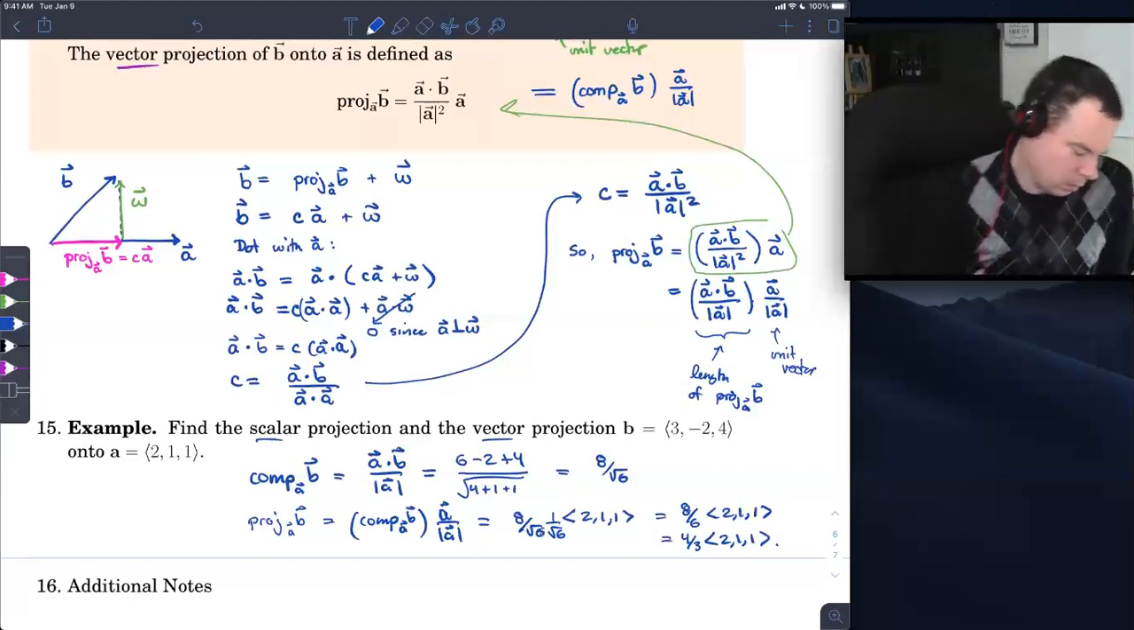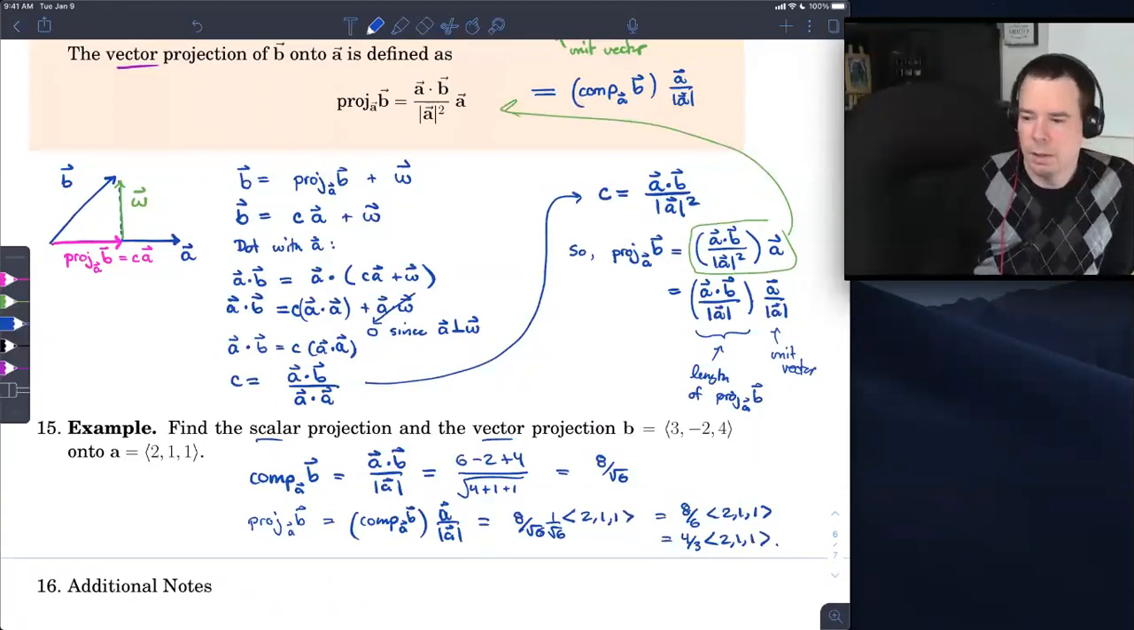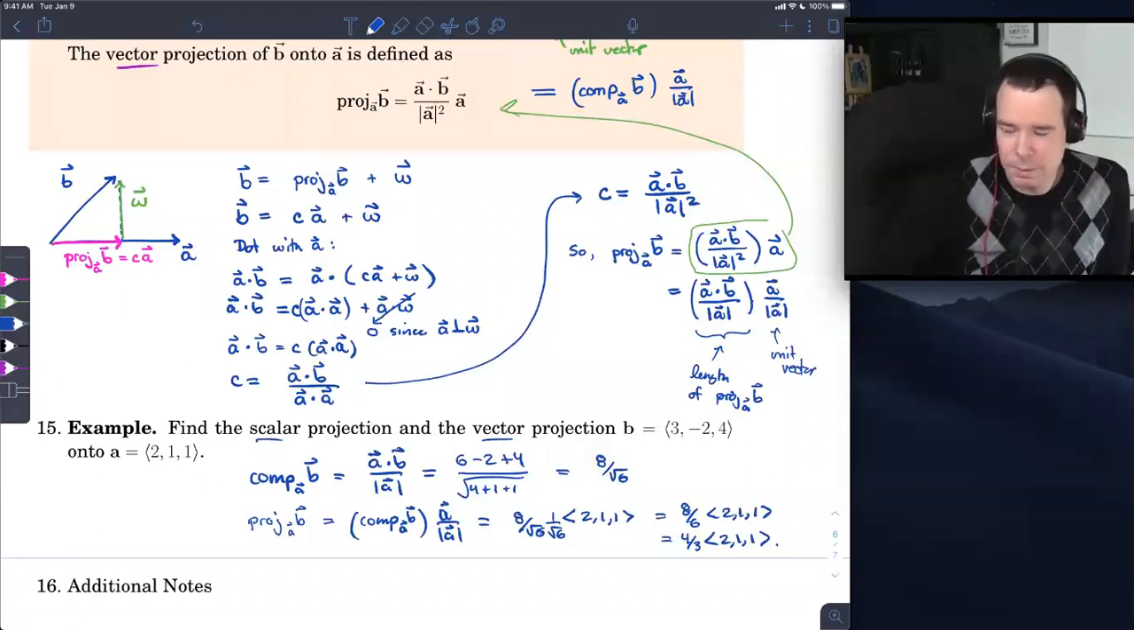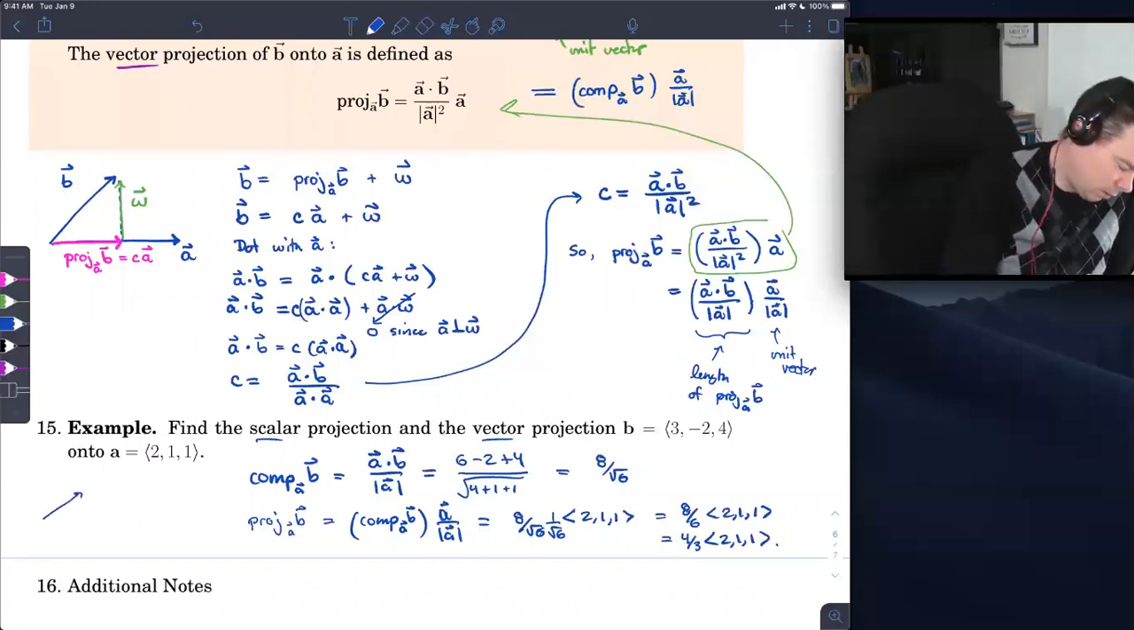And so there is our projection of B into the direction of A. So it's a vector that points in the same direction of A, but it's basically the shadow that B is casting on it. So again, always good to have these pictures in mind.